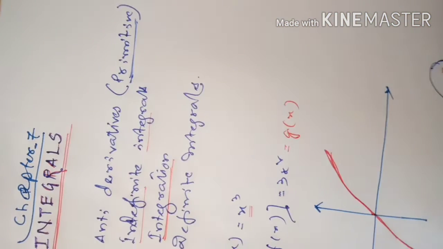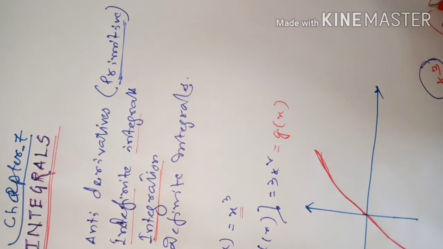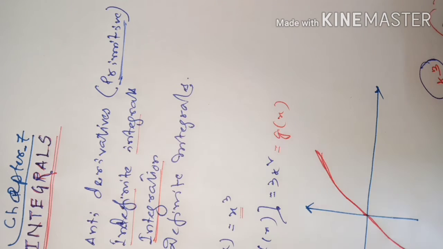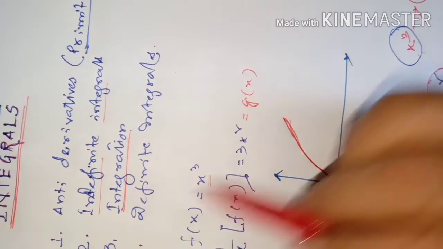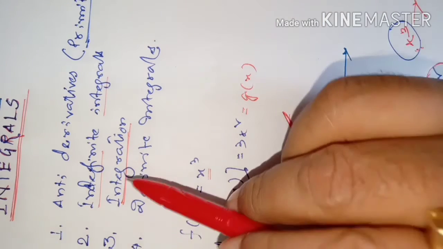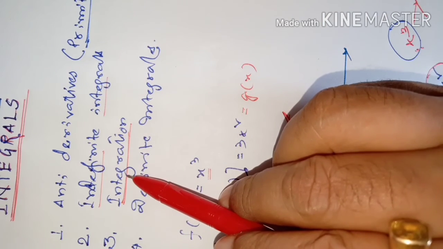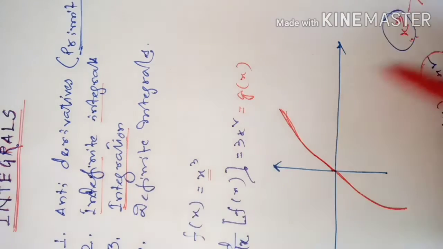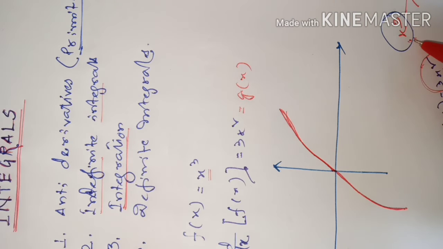So of what? 3x squared. The primitive of 3x squared is x cubed. Okay dear students, the process by which we can find it out will be called the integration process. Integration is the process to know from this that 3x squared comes from x cubed.